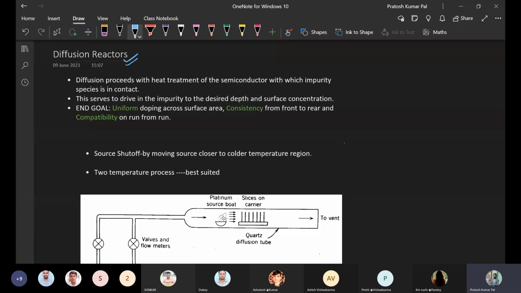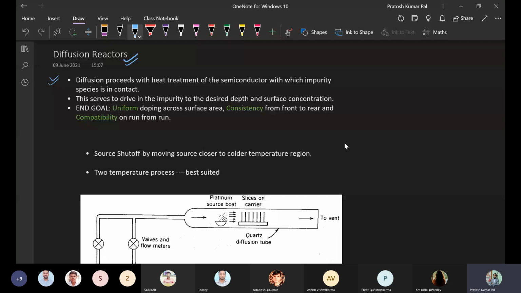If a p-type substrate is there, on that we want to fabricate an n-type channel. So n-type doping of source and drain we need to perform. That doping is basically done by diffusion. Okay, so this diffusion process has different types of reactors, based on the type of dopant.